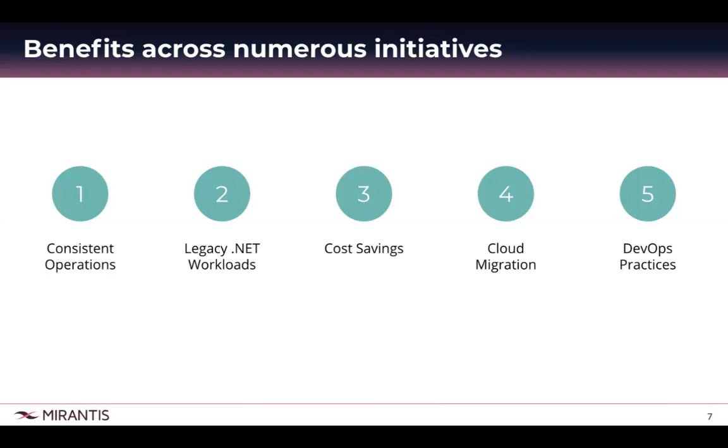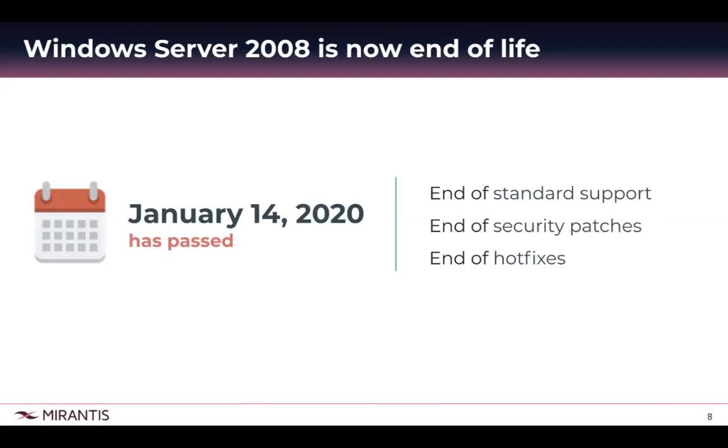So these are five of the main buckets that we see interest around as far as why to containerize and run apps on Kubernetes. But the number one reason that we've seen over the last 3 years is all around Windows Server 2008. So you may have seen on Twitter or blogs yesterday, but as of yesterday, Windows Server 2008 is now officially end of life. And so this means there are no more security patches or hot fixes coming from Microsoft. We are past the extended support date, standard and extended support. There's nothing else coming there.